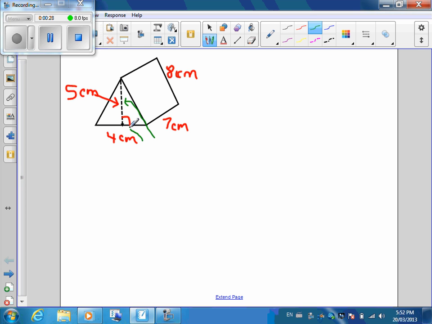Notice that the right angle is on the base, and I've positioned the prism so that the base is along the horizon. That will help you not mix up the base with the length or the slope. So first of all, we use the correct formula.